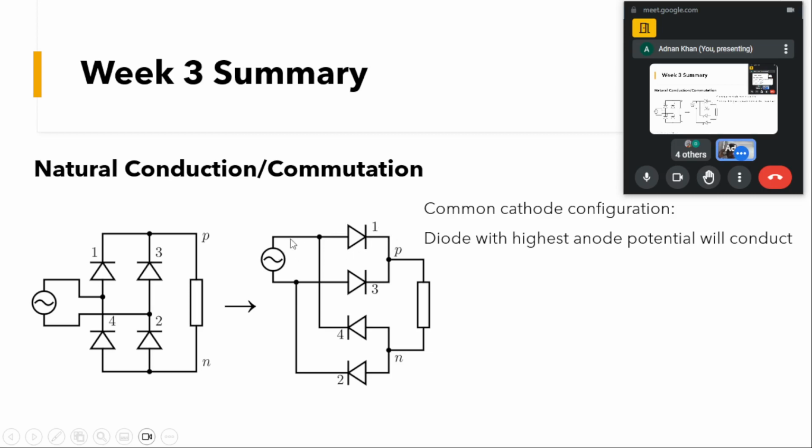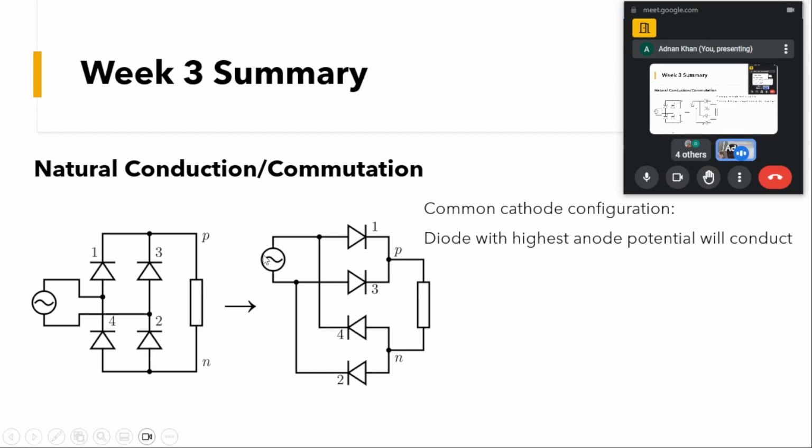Fine. So this positive part will be applied at this point P. As you can see, the anode of this diode 3 is at a lower potential than this point P, so diode 3 will be reverse biased. That is what we mean: amongst these two diodes, the diode with the higher potential will be conducting. The other diode will be reverse biased. So in the common cathode configuration, the diode with higher anode potential will conduct.